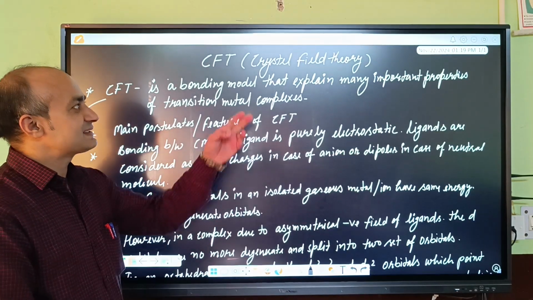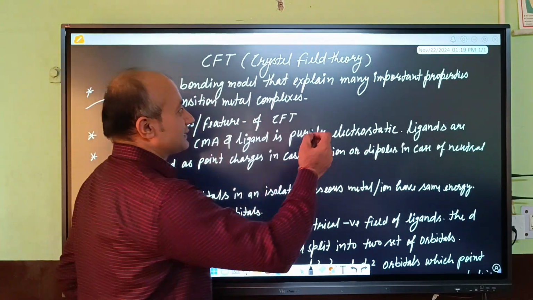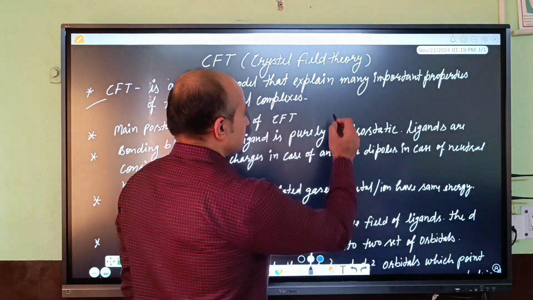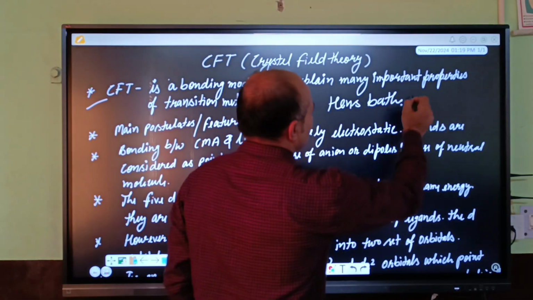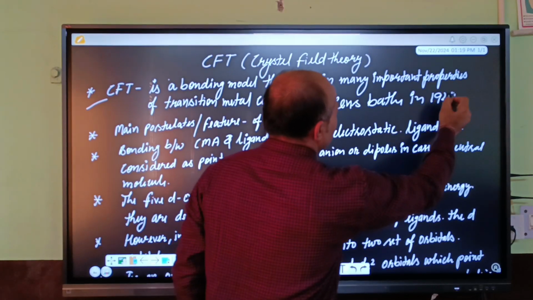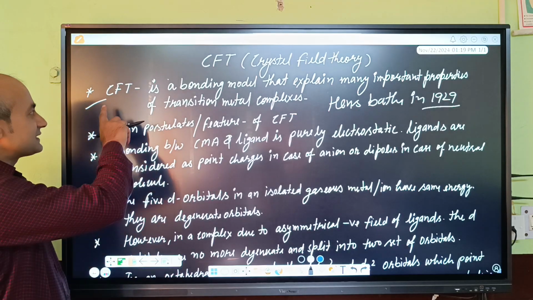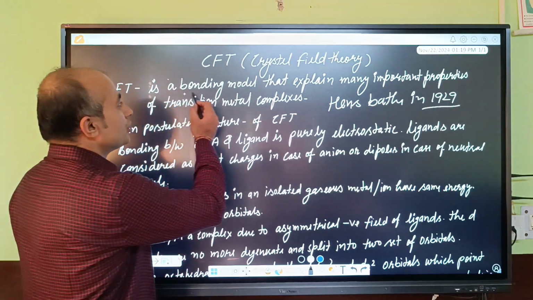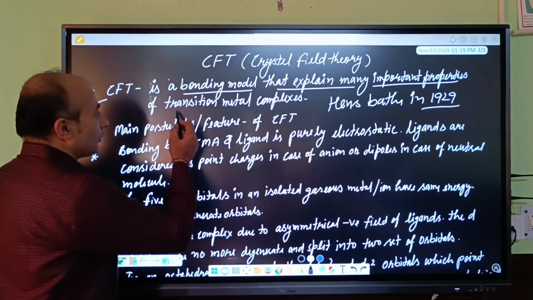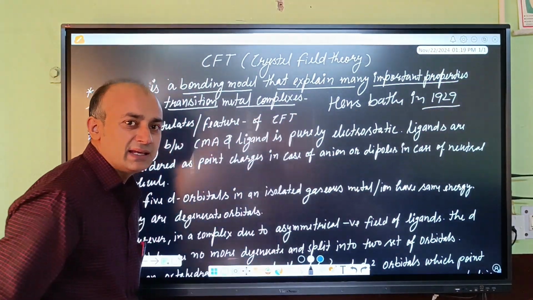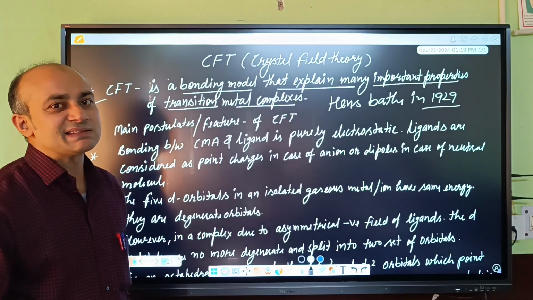Our topic today is CFT. The full form of CFT is crystal field theory. This theory was given by Hans Bethe in 1929. CFT is a bonding model that explains many important properties of transition metal complexes, like stability, structure, and magnetism.